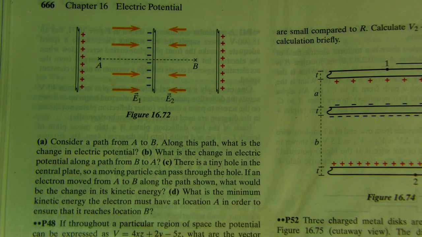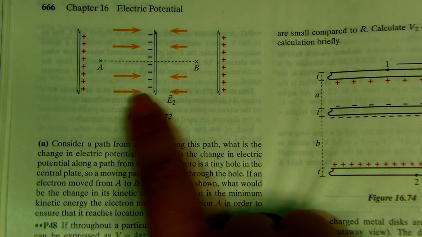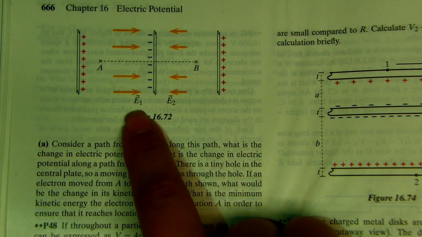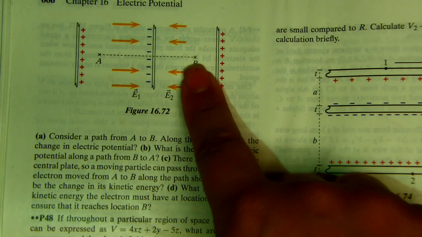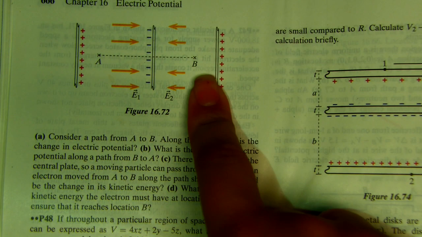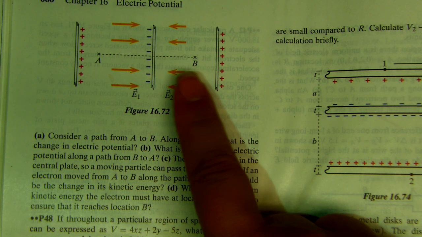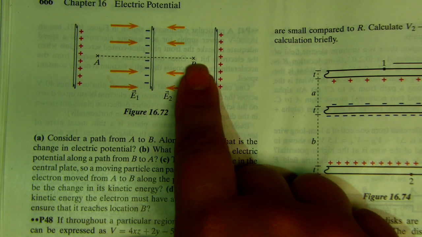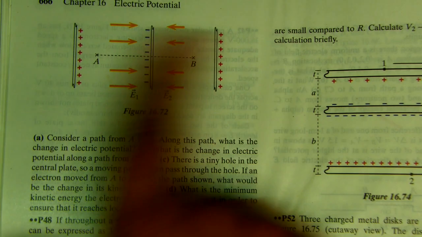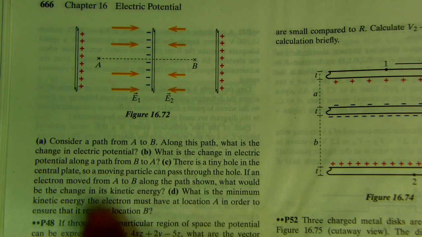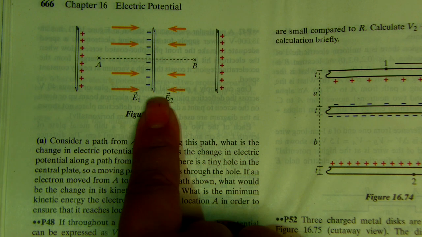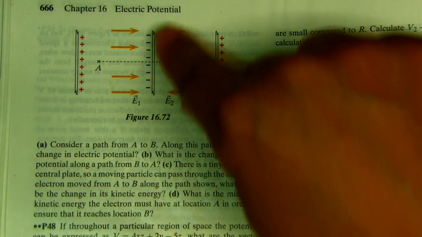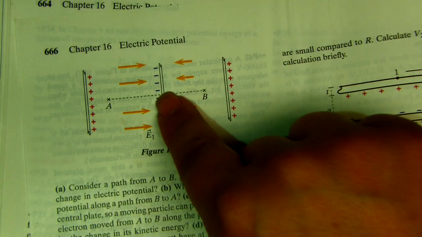Now, on the previous page, we learned that the electric field here is 725 volts per meter. The electric field over here is minus 425 volts per meter. A is at minus 0.4 meters and B is at 0.2 meters, and all of this is on the x-axis. Also, what isn't really that clear in the way the problem is written, this center plate is at the origin.